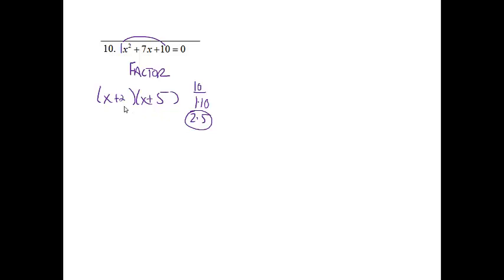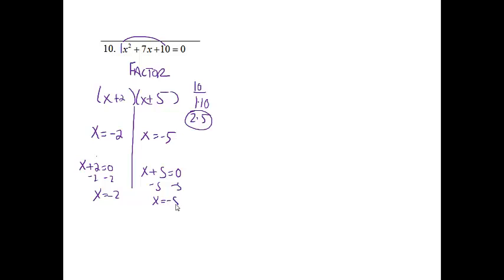Now you have two things to do from here. Remember, if you factor, you're not done until you tell me what x equals. You could just take the opposite, so the opposite of positive 2 is negative 2, and the opposite of positive 5 is negative 5, or if that confuses you, just set each part equal to 0. So I'd put x plus 2 equals 0, and x plus 5 equals 0. And when I subtract 2, notice I still get negative 2, and when I subtract 5, notice I still get negative 5. So either one is totally fine.